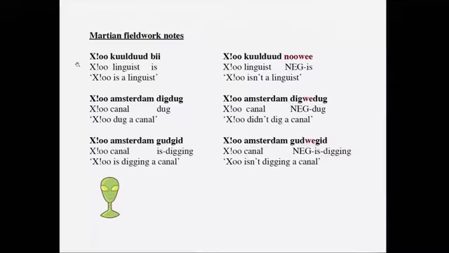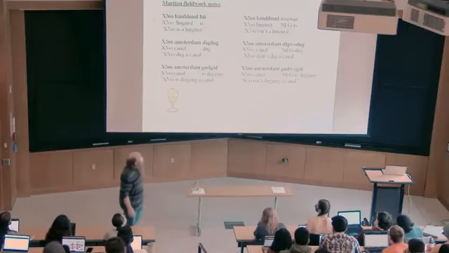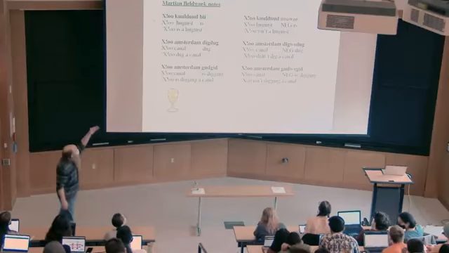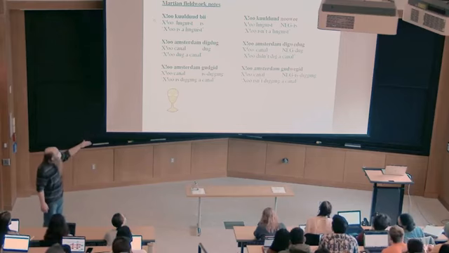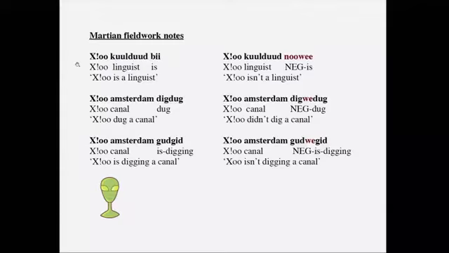One of the first things we'll ask you to do is to find out how to negate sentences, so how to say that something is not true. In this particular case, what I did was to get 3 Martian sentences, and then to get minimally different sentences in which we negated things. So we're not going to say ko is a linguist. We'll say ko isn't a linguist, and that changes it from ko cool dude be to ko cool dude no way.